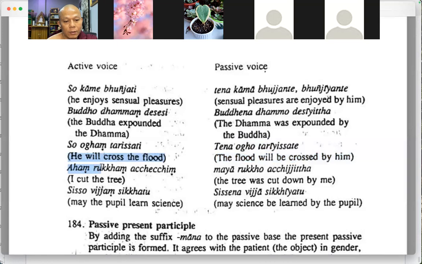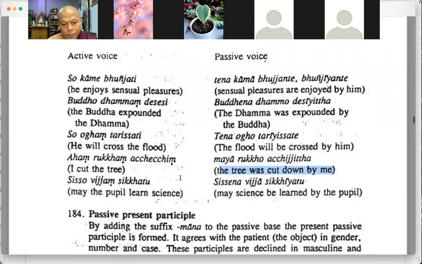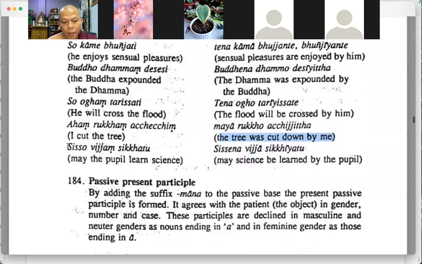So ahan, rokan, achiche, ichiche, that is past tense. I cut the tree. And so maya roko, ichiche ta, the tree was cut down by me. And also not imperative. Say so Weijian, say Kadu, made the pupil learn science. And also say Sina Weija, say Kiyetu, may science be learned by the pupil. So in this way.